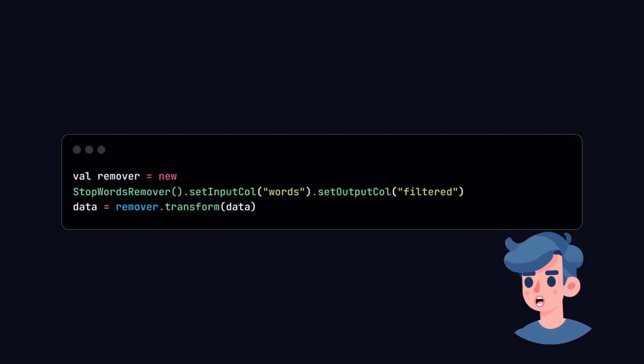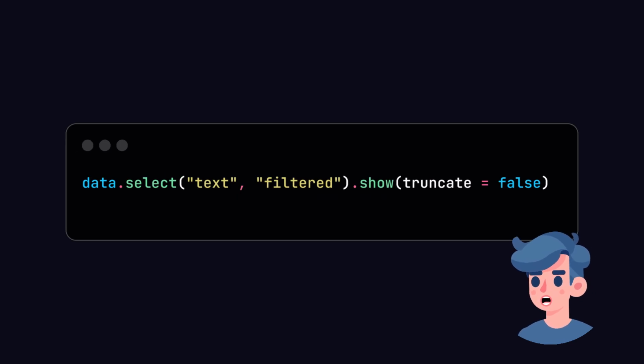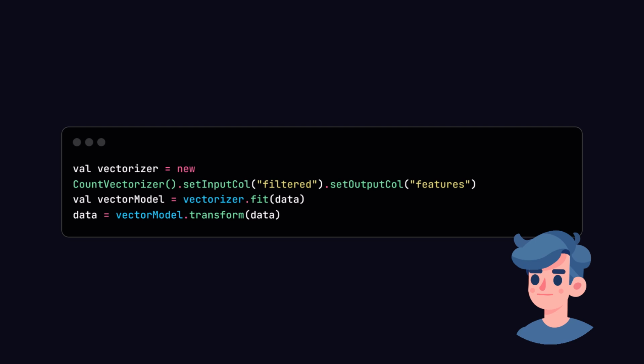Next, we will remove stop words from our tokenized words. Stop words, like the, is, and at, are common words that may not carry significant meaning for sentiment analysis. Let's check our data again to confirm the pre-processing steps worked. The next step is to convert our text data into a numerical format that machine learning algorithms can process. We'll use Count Vectorizer to create feature vectors from our filtered words.